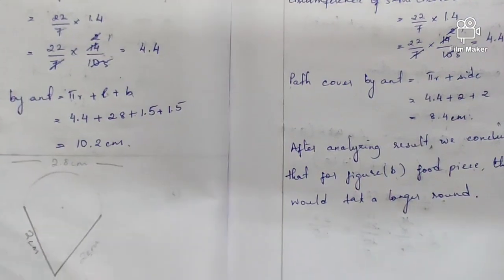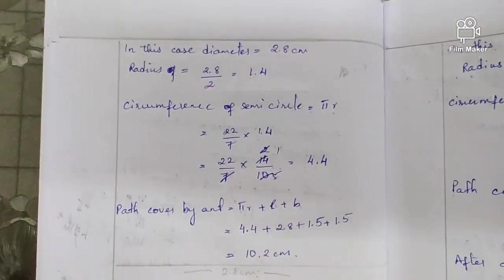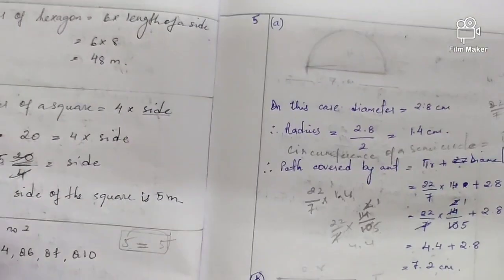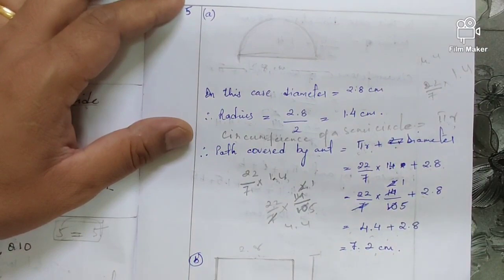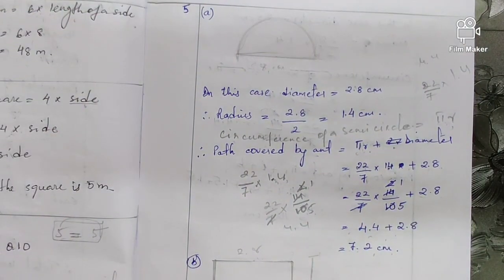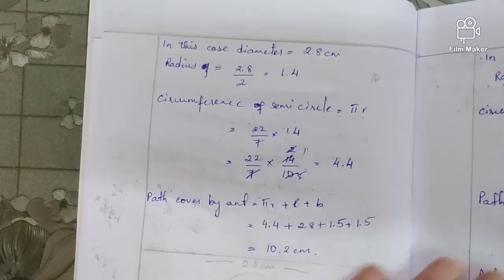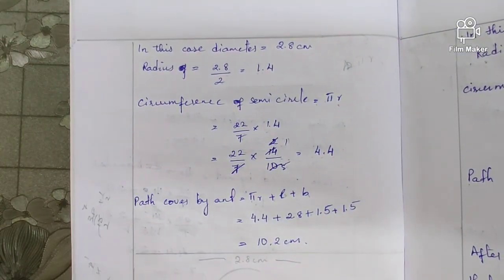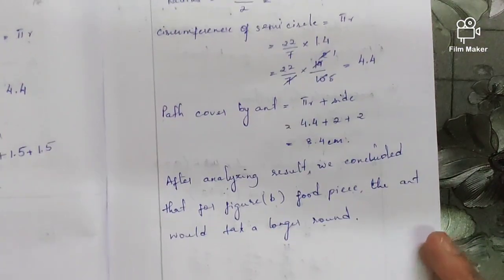You have to draw a figure also like this, and you have to copy all the notes that I give you, all the solution. This is sub number A. This is sub number B. And this is sub number C.